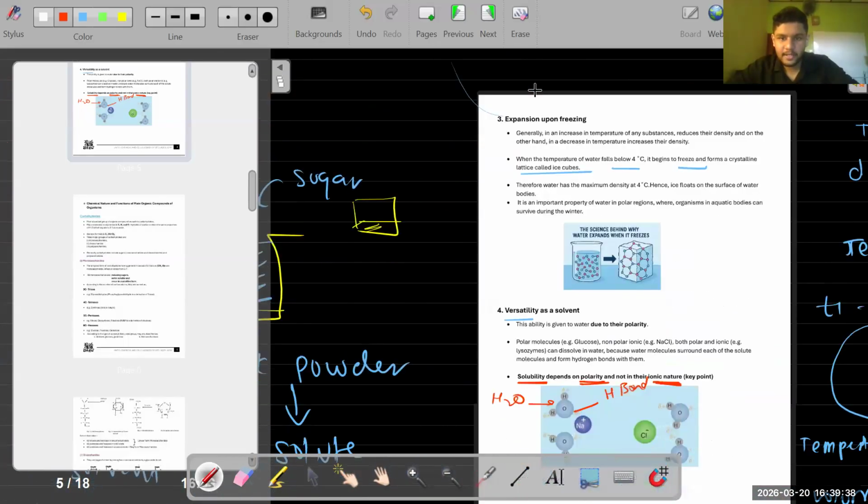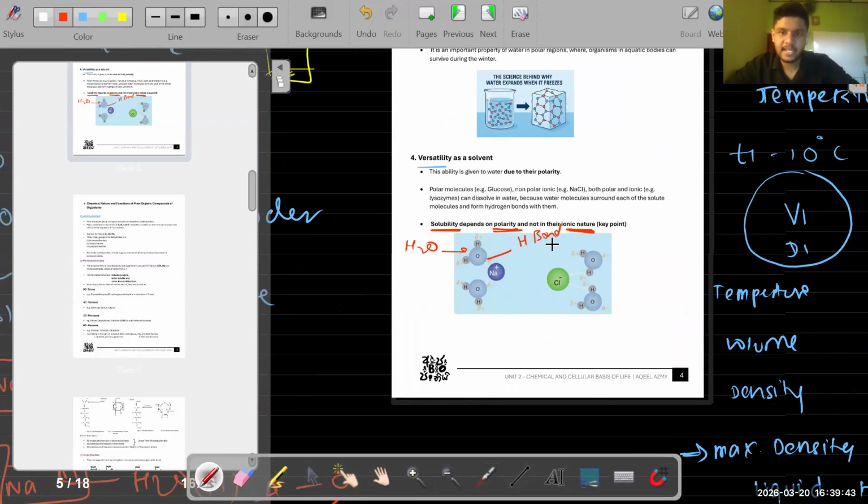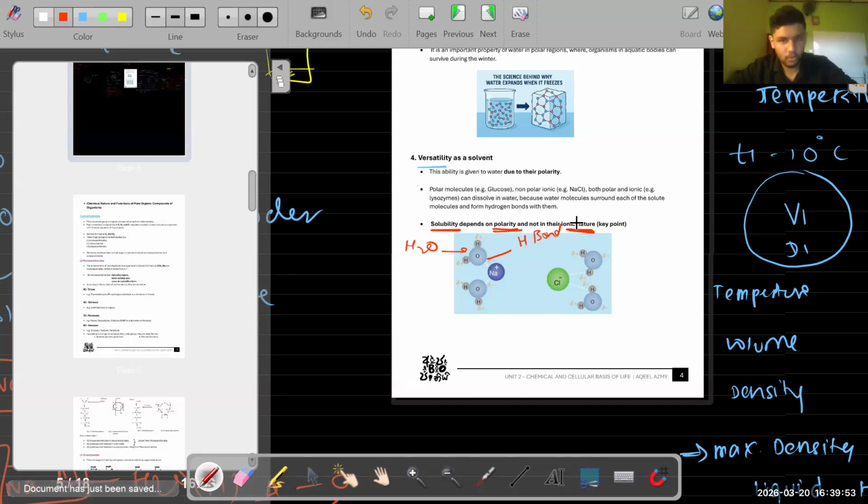See this point and try to understand. Solubility depends on the polarity, not on the ionic nature. So this is a very key point. Most people confuse polarity with ionic nature. Some think that solubility depends on both polarity and ionic nature. No, it depends only on polarity, right? So just go through this fourth property and let me know if there are any doubts. If no doubts, let's continue.